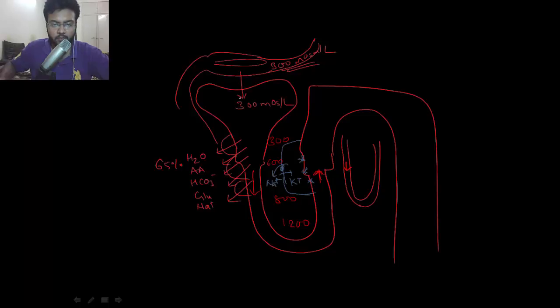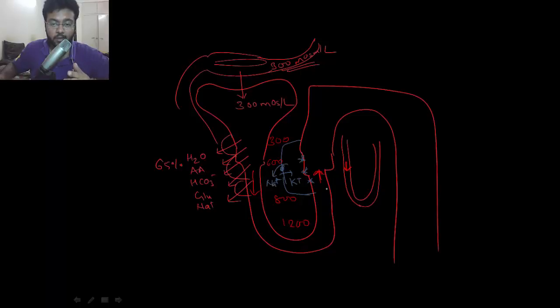Now once the plasma is filtered, around 65% of water, all of the amino acid, major chunk of bicarbonate, glucose and sodium is absorbed from the PCT, right? And to maintain the corticopapillary concentration, that means increasing amount of the interstitial concentration from 300 milliosmol to 600, 800, 1200, you need what is called as countercurrent multiplier system.